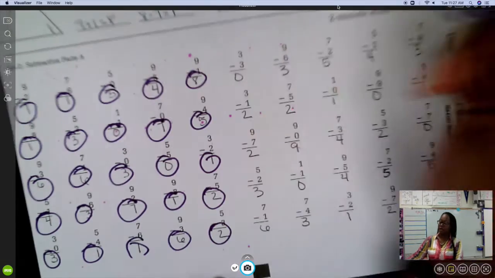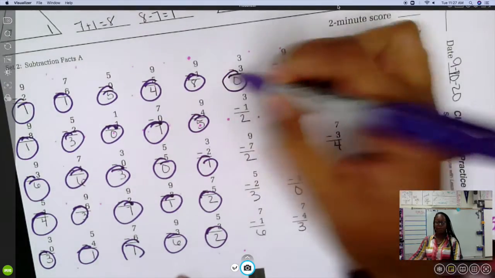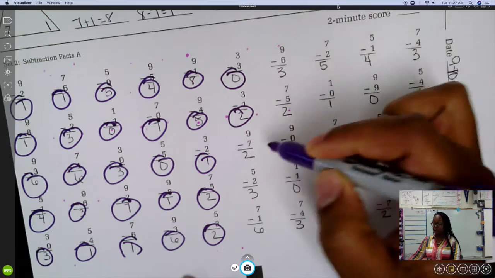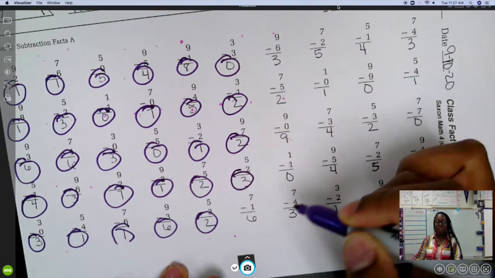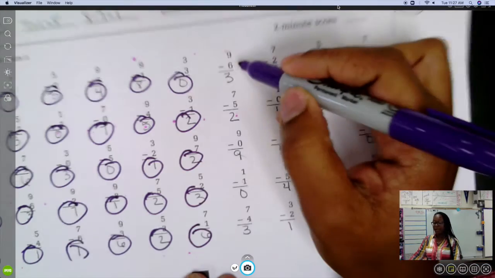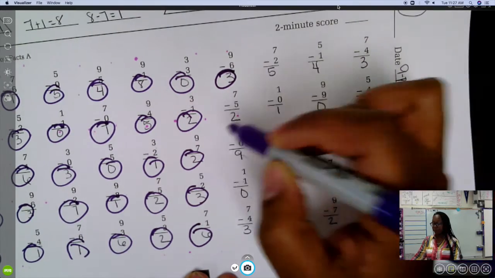All right, we're over in that 6th column, guys. Top says 3 minus 3 equals 0. 3 minus 1 equals 2. 9 minus 7 equals 2. 5 minus 2 equals 3. 7 minus 1 equals 6. 9 minus 6 equals 3. 7 minus 5 equals 2.